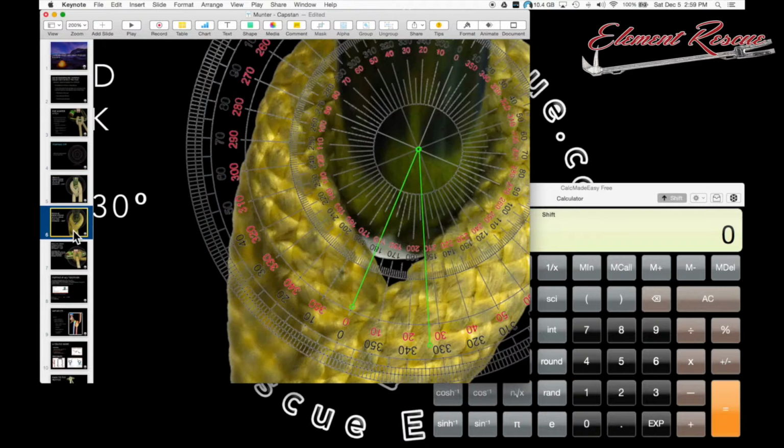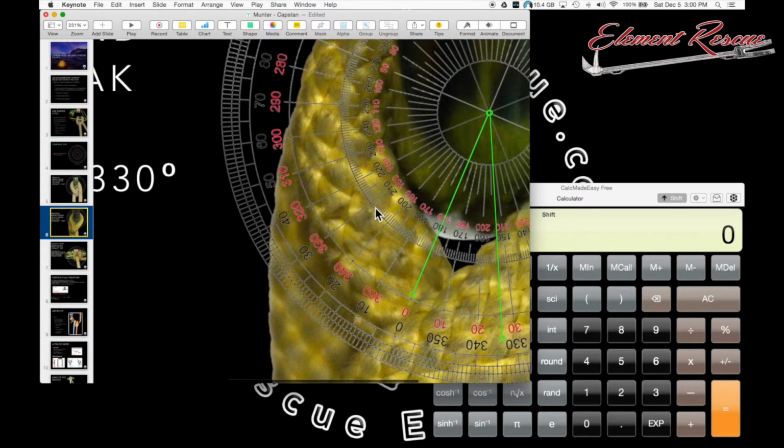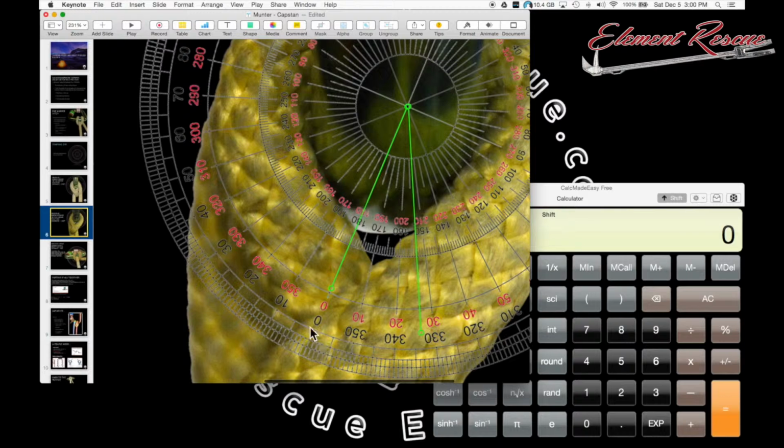When we go on, we'll go to that second angle, which will be the load side. We've got the load side coming in right here, and we did the same thing. We estimated this one at 330. When we enlarge that up, we'll see we rotated this. It's a free rotation as a PNG within your PowerPoint.